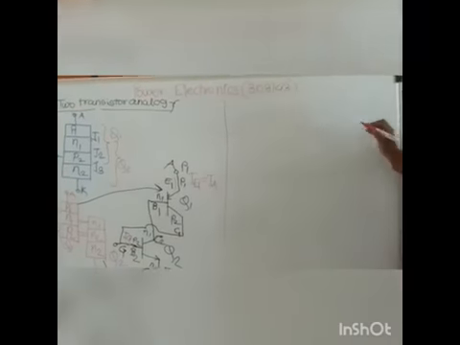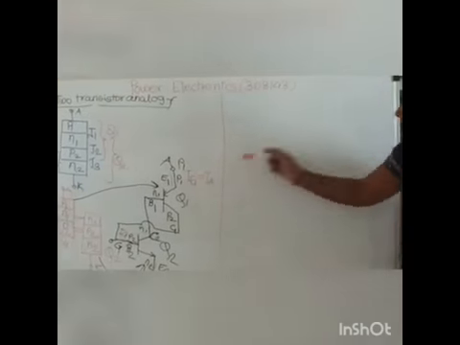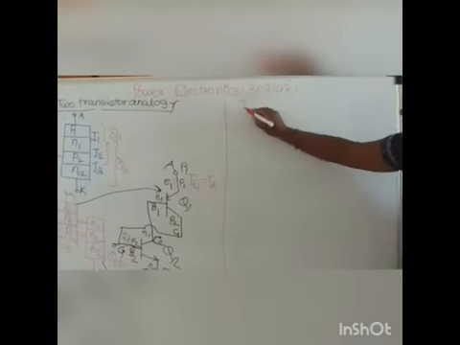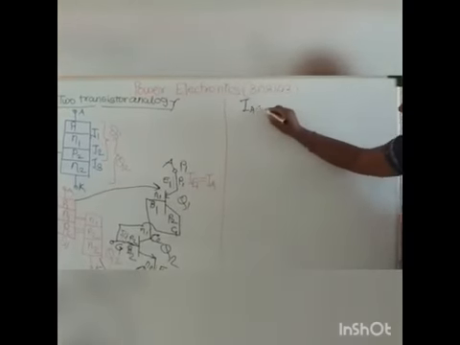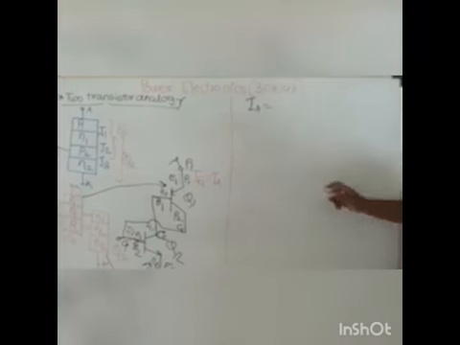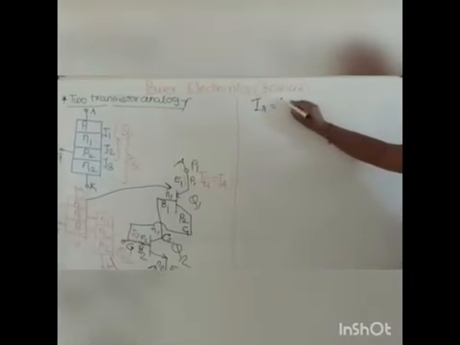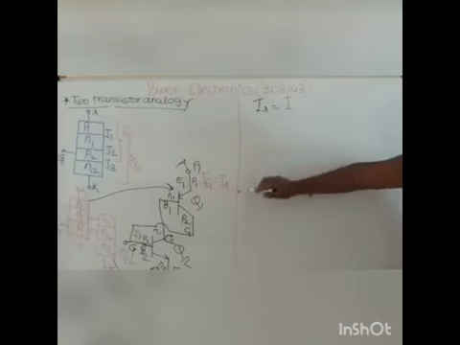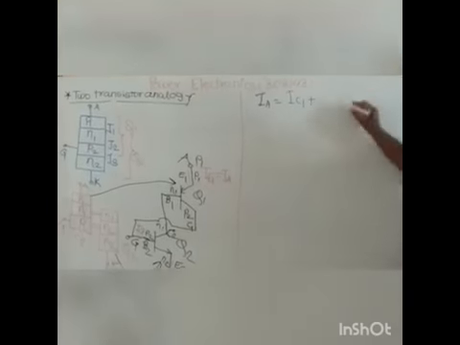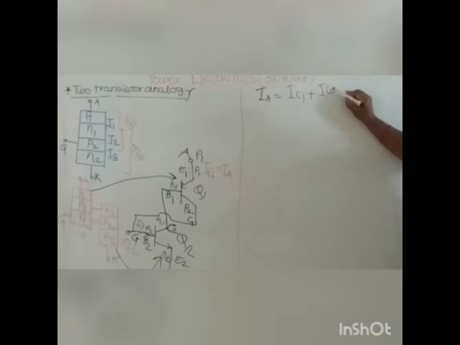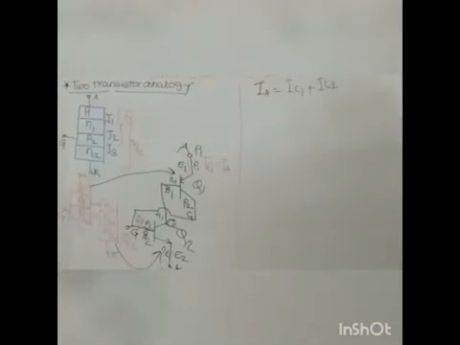Here anode current means the output current of both the transistors. Anode current is nothing but the total current. That is, anode current IA is the total current flowing through transistor 1 and transistor 2. That is, IA is equal to the output current of transistor 1, IC1, plus the output current of transistor 2, IC2. Now the total anode current is nothing but IC1 plus IC2.